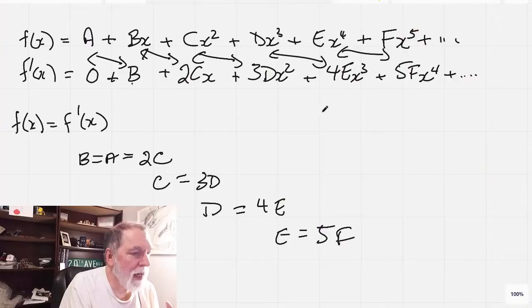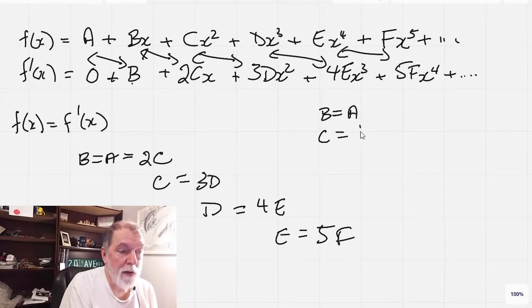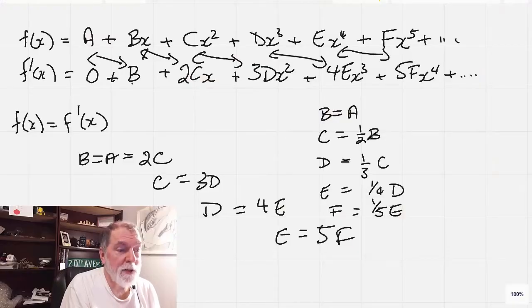Simplify. b equals a. c equals a half of b. d equals a third of c. Okay, one more step. b equals a, c equals a half b, which equals a half a.